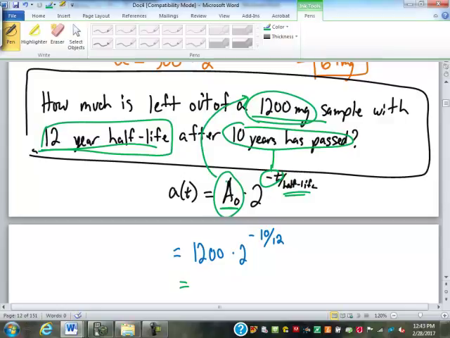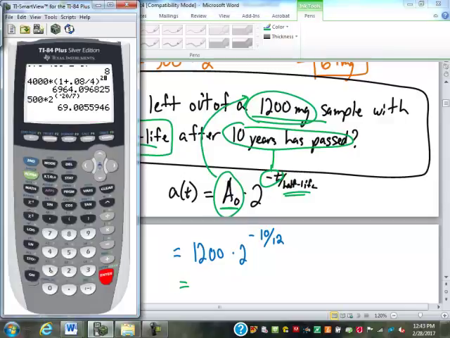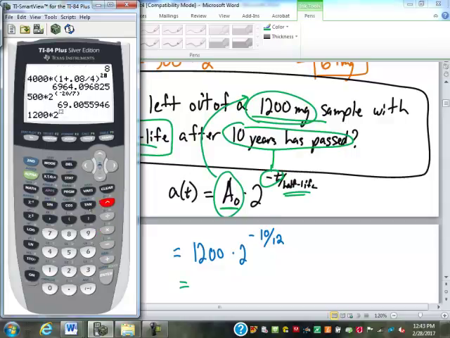Okay. So we plug this in. We've got 1200 times 2 to the power of, and in parentheses we're going to do negative. Make sure you use that key for negative and not the minus key. It doesn't make a difference, though, does it? Yeah. Some calculators will give you an error if you use the minus key instead of the negative key. And in certain situations it'll work, some situations it will not.